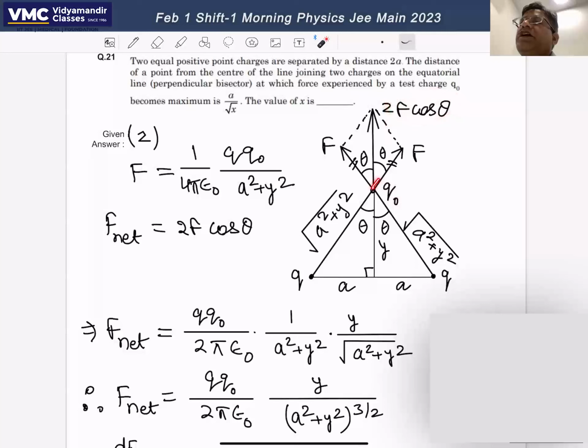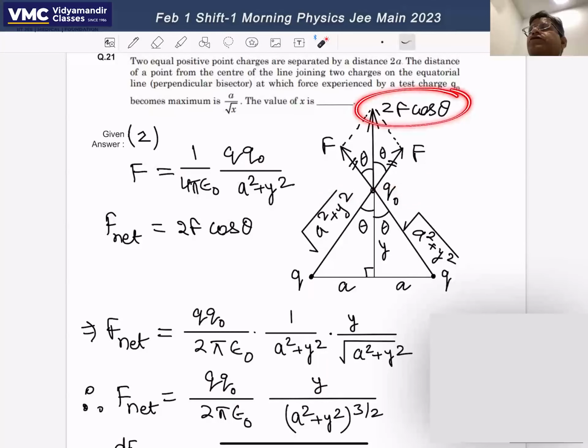Suppose F makes this angle theta with the vertical line. By geometry, these two lines are crossed, so all these four angles will be equal. This is angle theta. Now this F cos theta is added in this direction, and the other F cos theta is again added in this direction. So the total force will be 2F cos theta, and the F sin theta component is cancelled out.